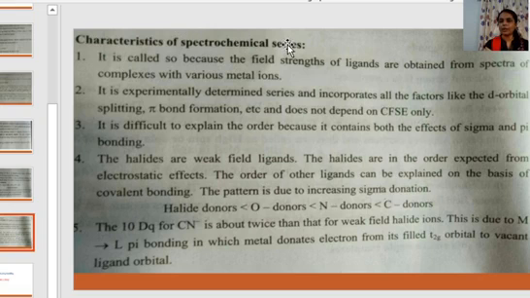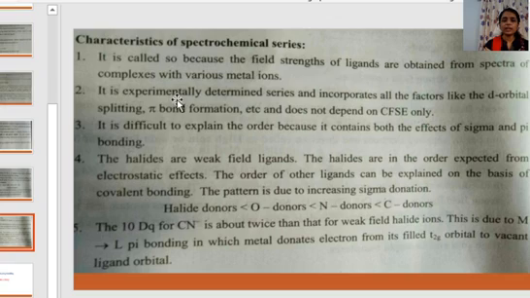Characteristics of spectrochemical series. It is called so because the field strength of ligands is obtained from spectra of complexes with various metal ions. Why is it called spectrochemical series? Because it is obtained from the spectra of complexes. We just learned what is spectra of a complex. With different metals, the spectra is obtained, and from studying that, we get the spectrochemical series.